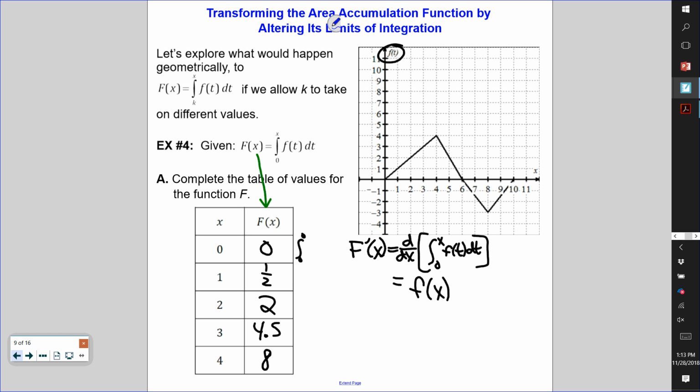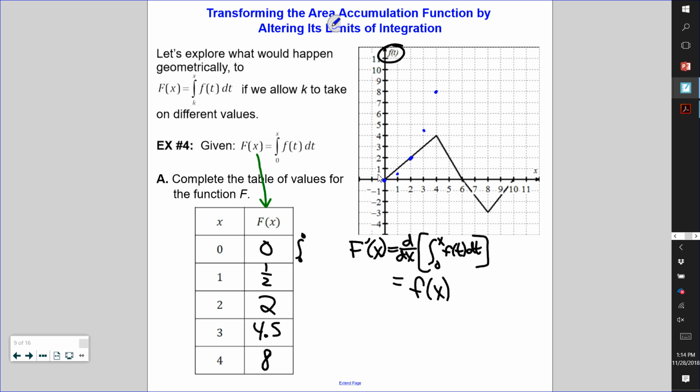So let's go ahead and plot these 5 points that we have, and then we'll continue on. You'll get the idea here. So it told us to do it in blue, right? Blue is the first one. Okay, so we're going to do 0, 0, 1, 1/2, 2, 2, 3, 4.5, 4, 8.